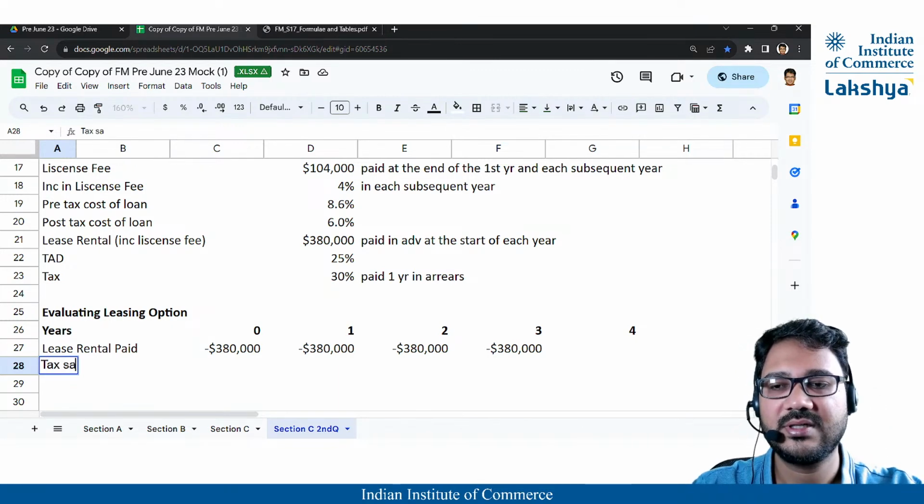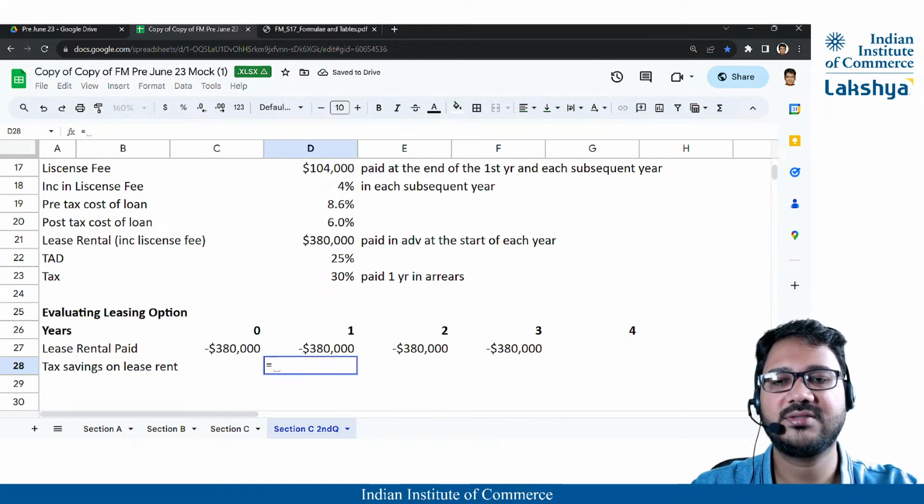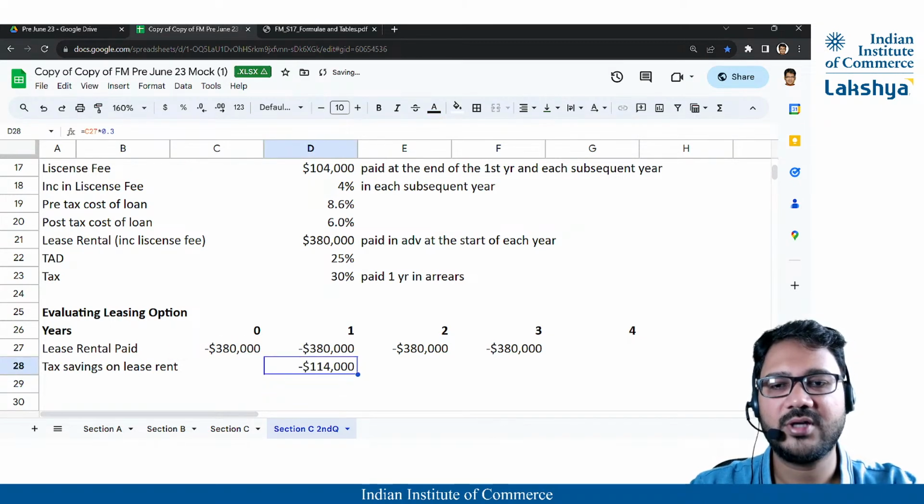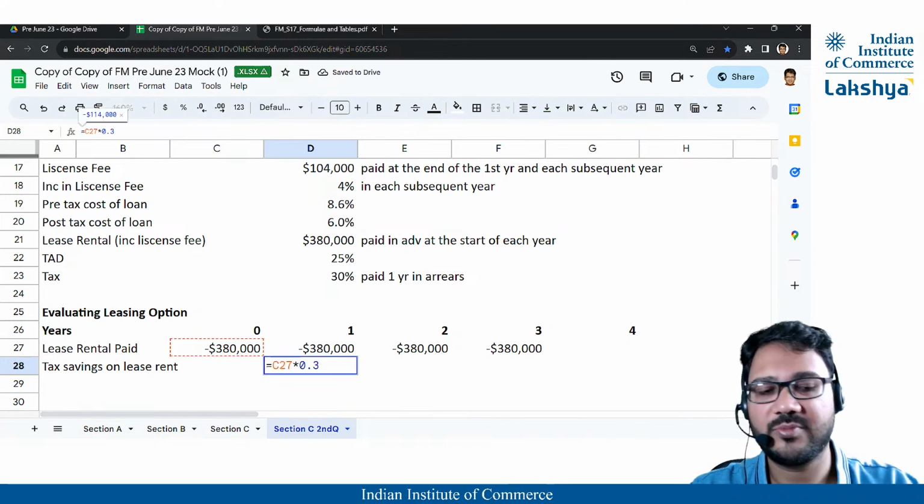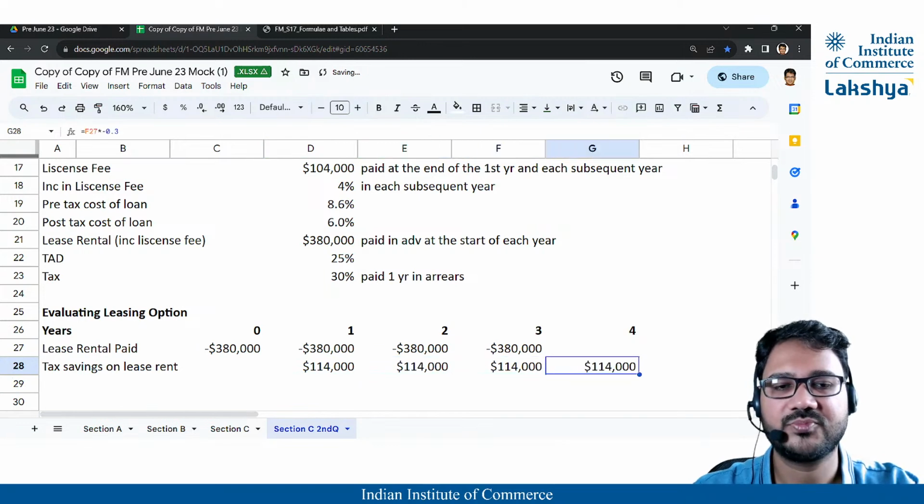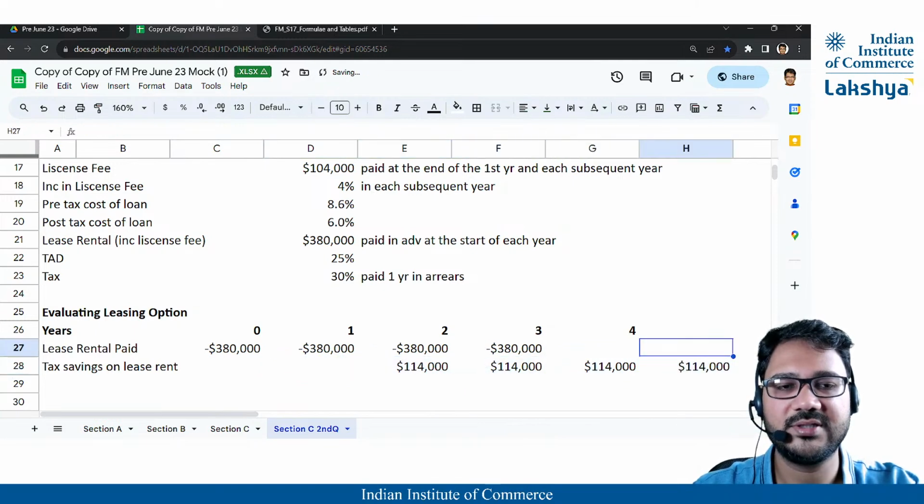So tax savings on lease rent. Normally tax will start like this. These are actually paid in advance, but taxes are paid at the end of the year typically. So into 0.3. It's not negative, it will be a positive figure because it's savings in tax flows. So this will be tax saving. However, it's happening 1 year in arrears.